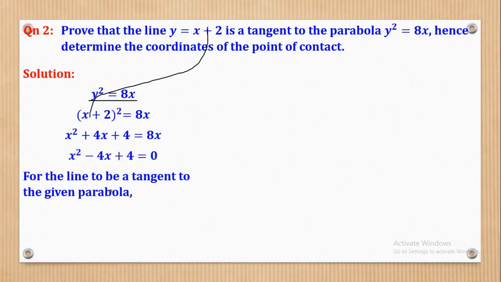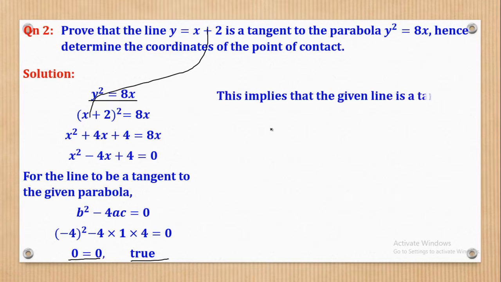So for the line to be a tangent, the discriminant is equal to 0. Substitute for a, b, and c, then you'll come up with 0 equal to 0, implying that it's true. Therefore you conclude that the given line is a tangent to the parabola.